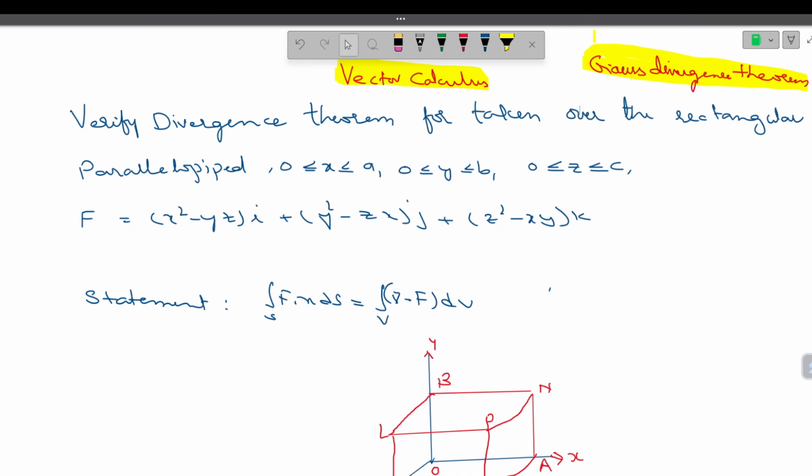Hi everyone, today we'll discuss another problem on Gauss divergence theorem. Verify divergence theorem taken over the rectangular parallelepiped 0 ≤ x ≤ a, 0 ≤ y ≤ b, 0 ≤ z ≤ c, for the function F = (x² − yz) i + (y² − zx) j + (z² − xy) k.